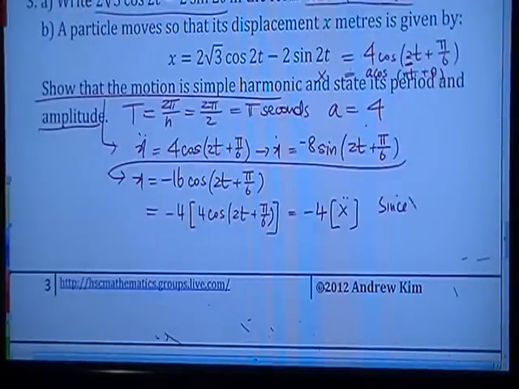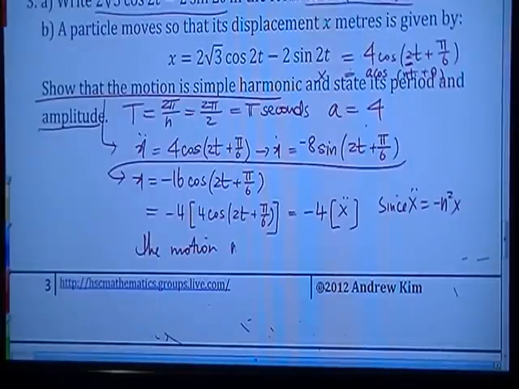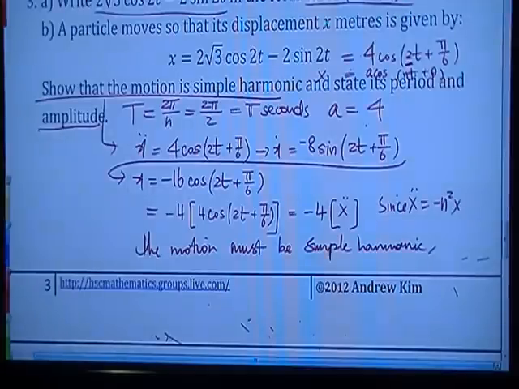Since x double dot equals minus n squared x, the motion must be simple harmonic. Simple as that. Alright, so that was example 3 all done.